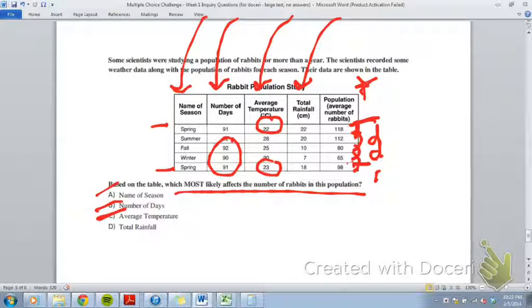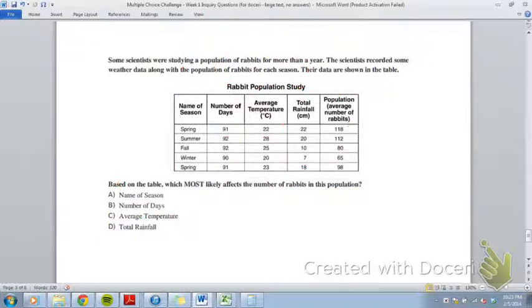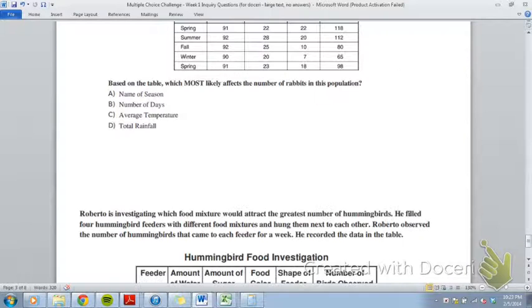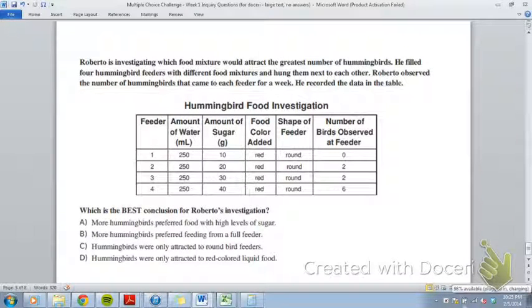The rainfall, you go from 22 to 18, which is certainly a difference. And when our rabbit population is the lowest, our rainfall is the lowest. So the rainfall changes the most, which makes the population change the most. Our answer is D. That one was tough. All right, last one. Again, another drawing conclusion one. Take your time.